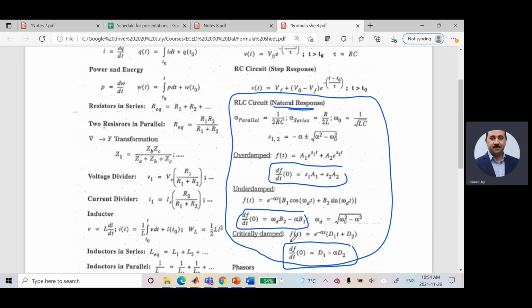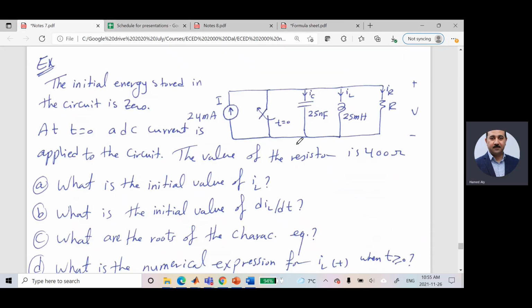But before I start looking at these equations, f of t here is representing what? I or v? It is representing i of t. But which i? It is iL of t. So what am I going to do here? I'm going to use alpha and omega for choosing the equation that I need. And I know the equation will be iL of t.